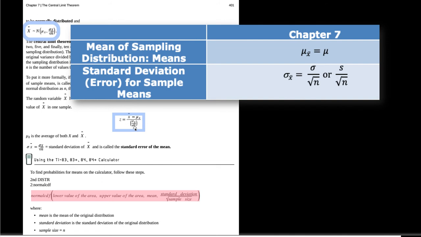So the thing that changes the most here, since the mean stays the same and x changes to x bar, is that our denominator now gets divided by the square root of n. So definitely don't forget to divide by that square root of n. You'll be doing that a lot in this chapter. And then we go through the same process.